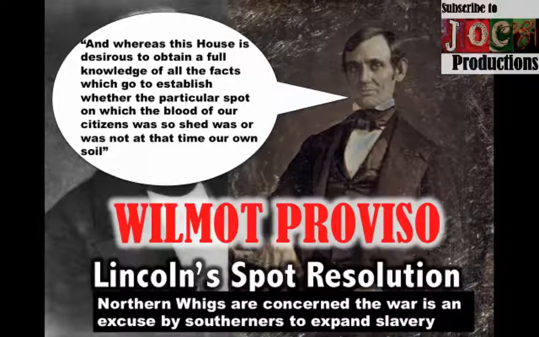In fact, one Northerner, a Northern Democrat by the name of Wilmot, is going to introduce a Wilmot Proviso. We'll cover that a little bit more closely in another lecture. But basically he said there should be no slavery in any territory acquired from Mexico.